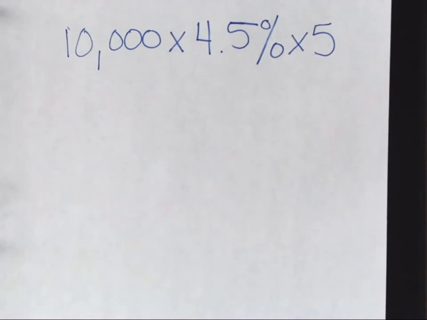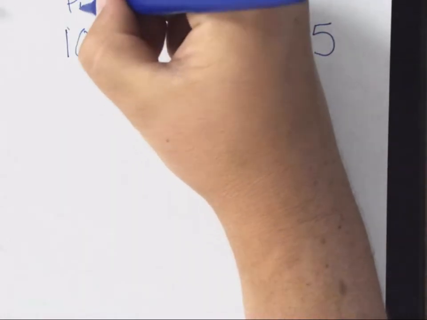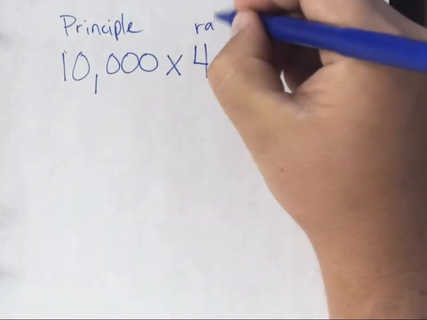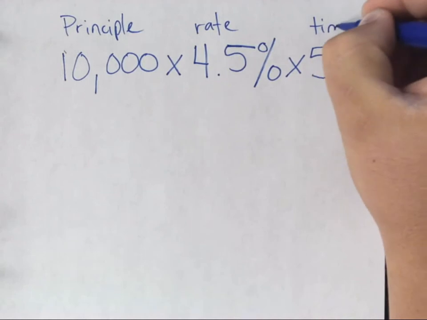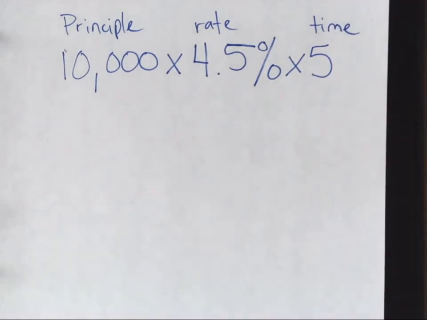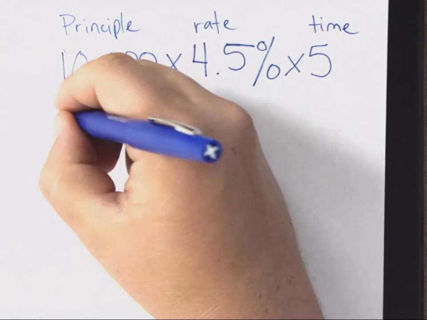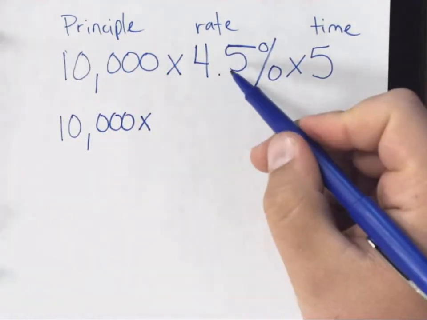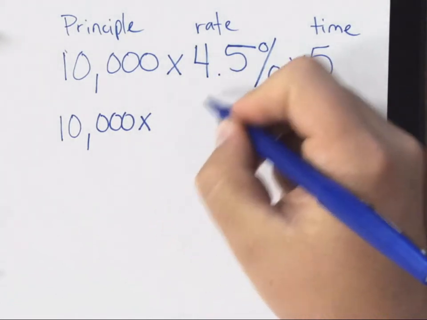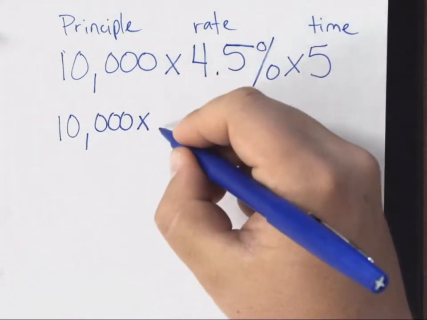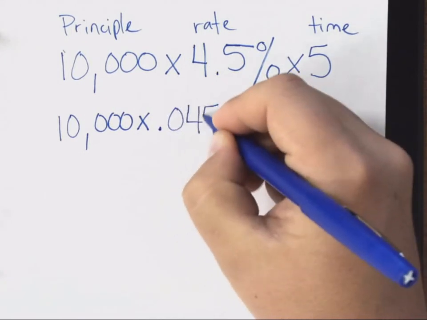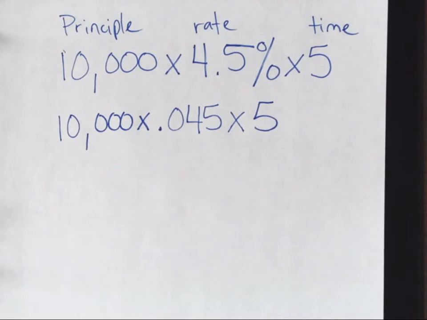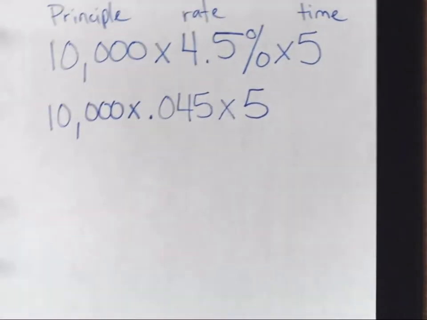Okay, so again, we have principal, rate, and time, and we just are going to multiply those. But before we can plug it into a calculator, we need to rewrite that problem in a format that can actually be solved, because this percentage needs to be turned into a decimal. So we move the decimal over 2 places, so we have 0.045 times 5.